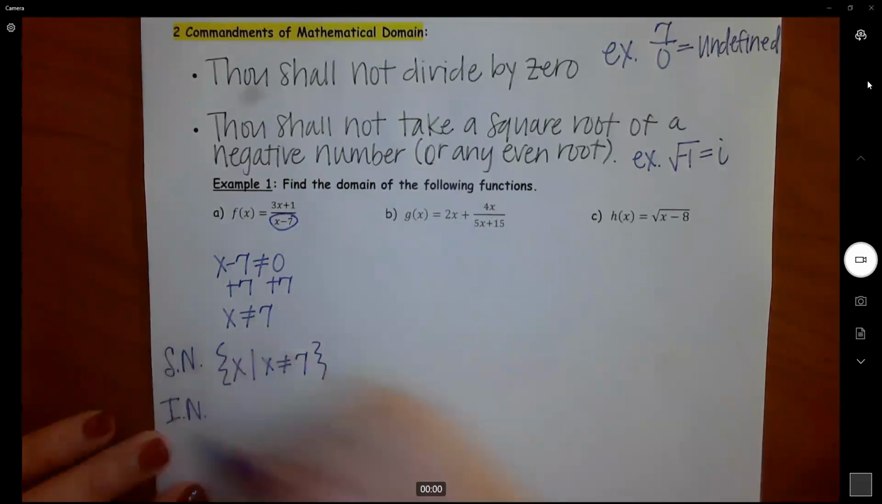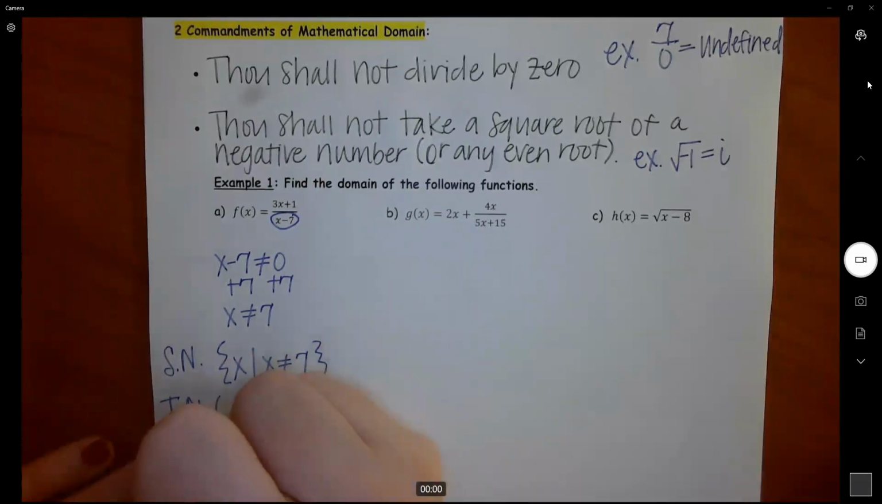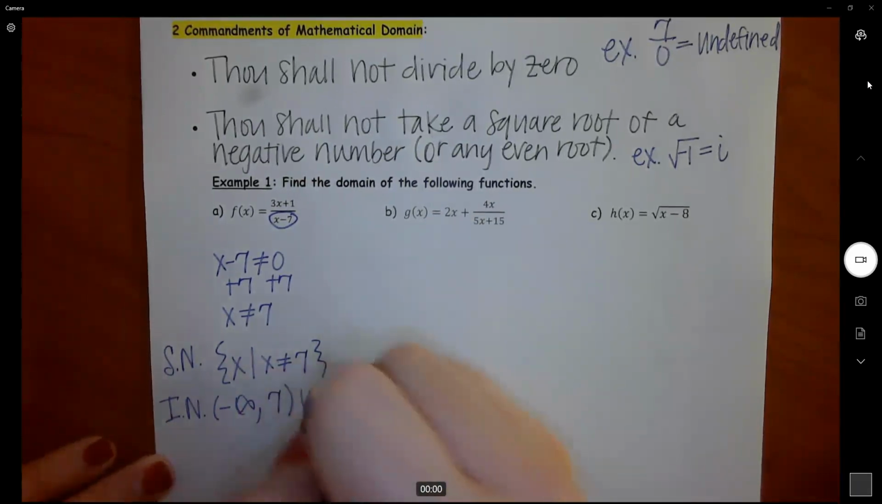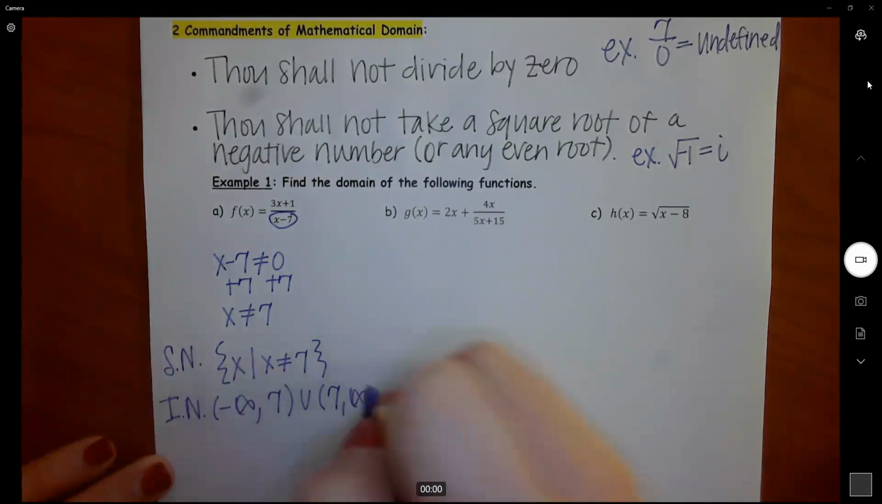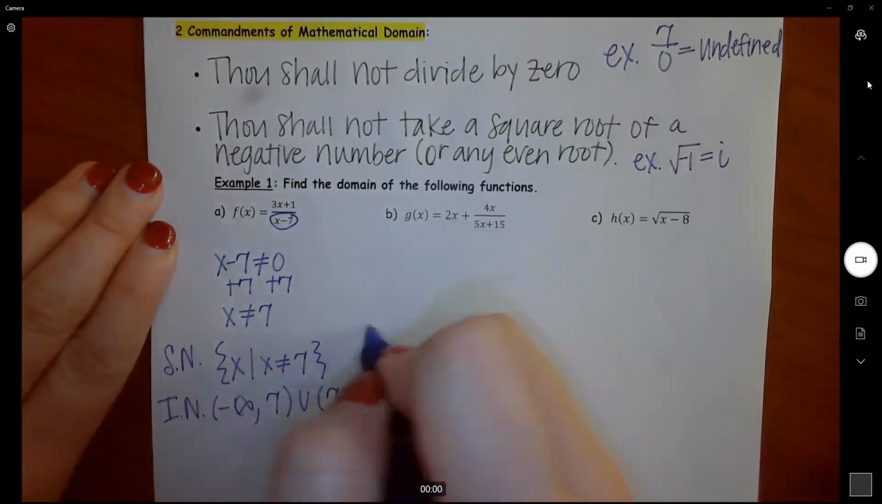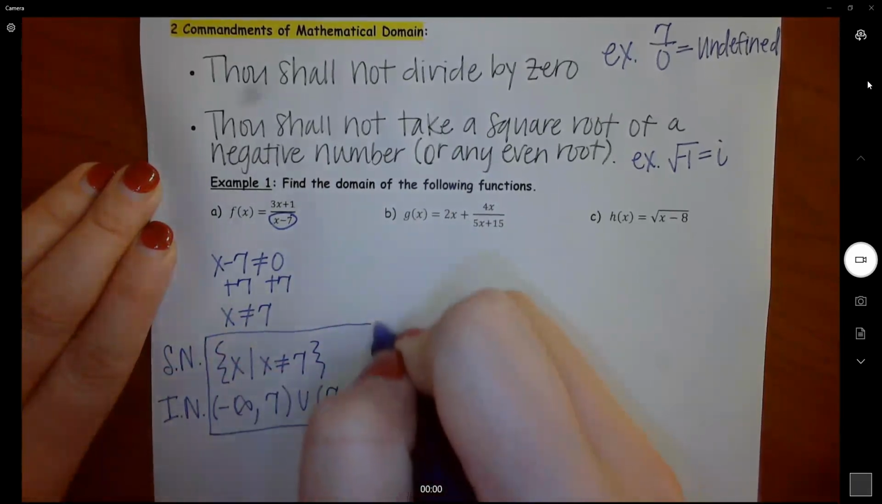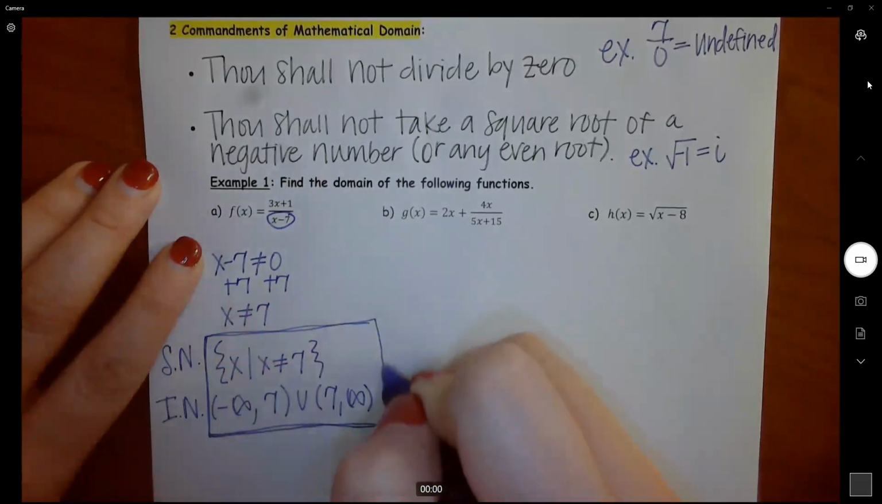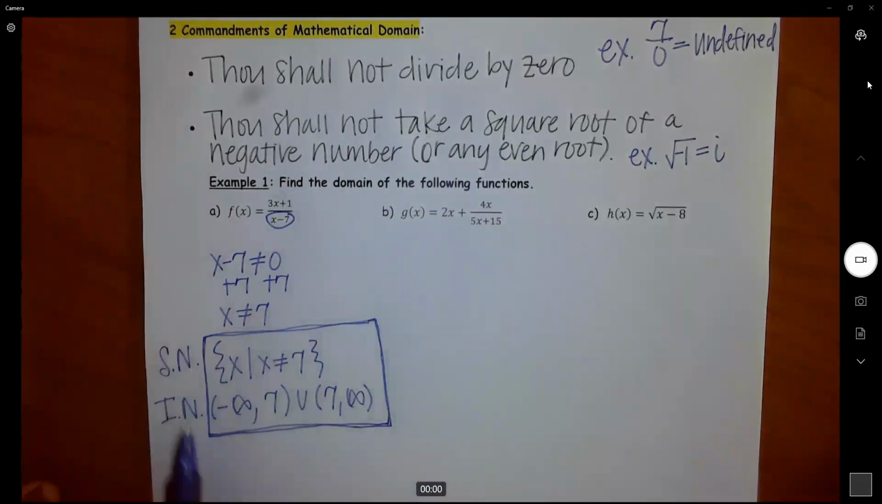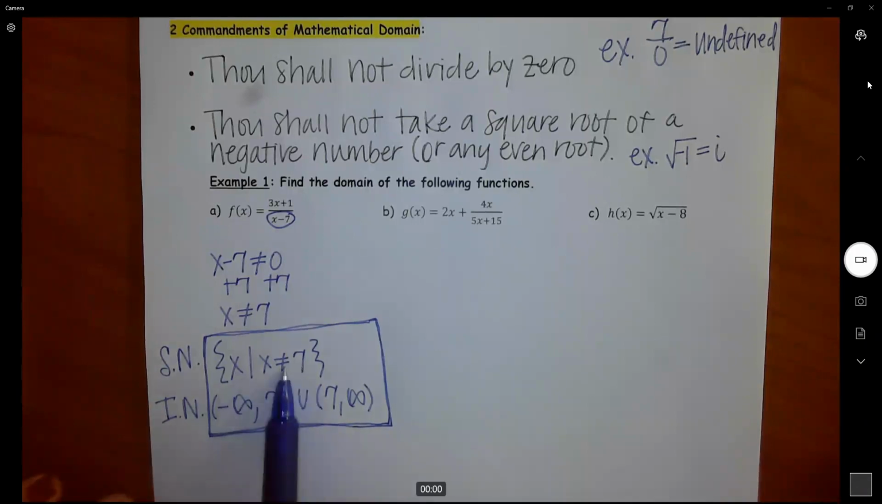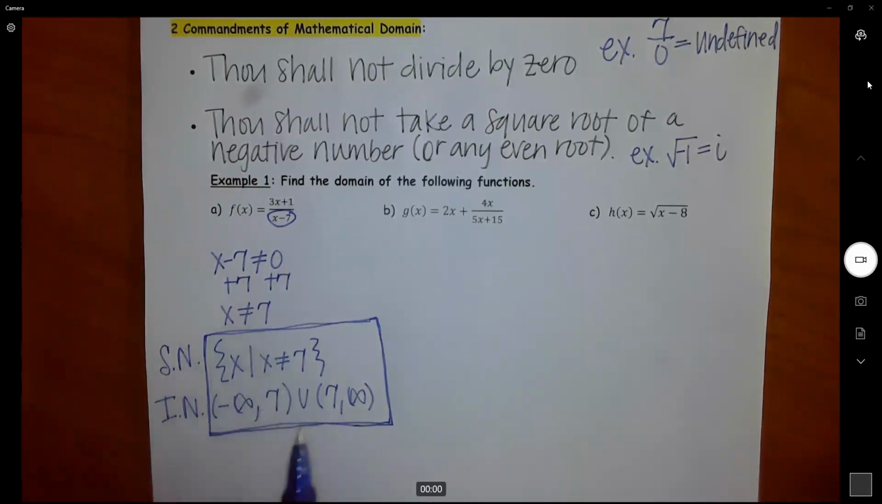If they ask this in interval notation, this is -∞ to 7 with a parenthesis, then the union of 7 to infinity. Both of these answers here are saying the exact same thing. They are just in 2 different forms. The first one's set notation. The second one is interval notation. The set notation is always easier to write because it comes directly from that equation. This one is a little bit harder to write, but it is a better visual, I think.